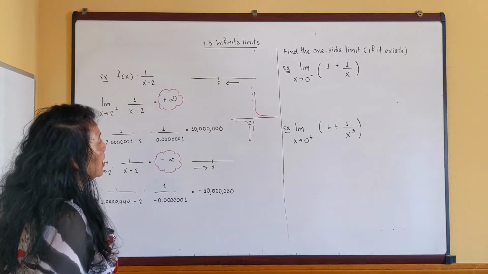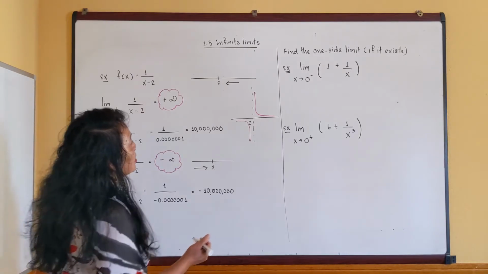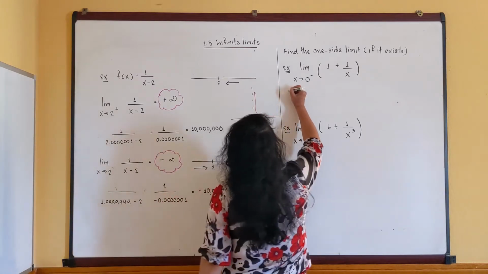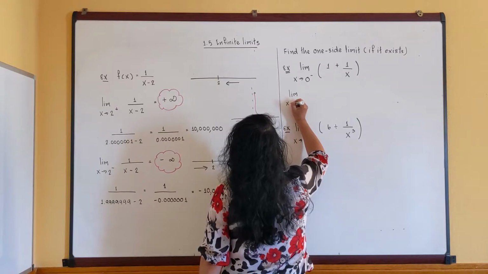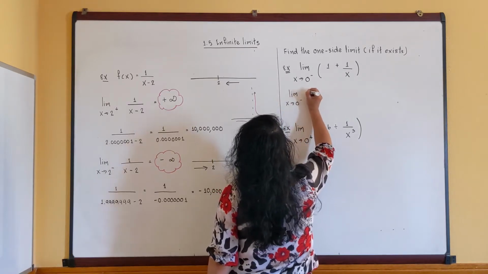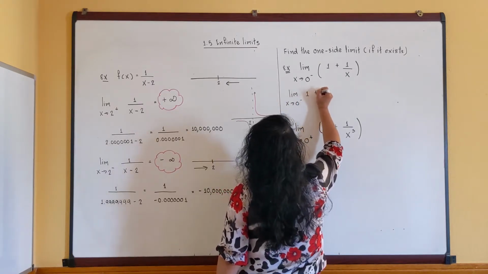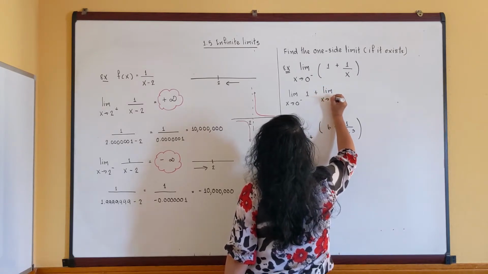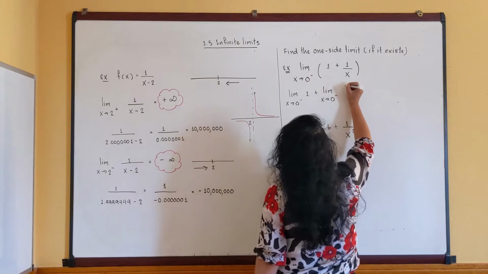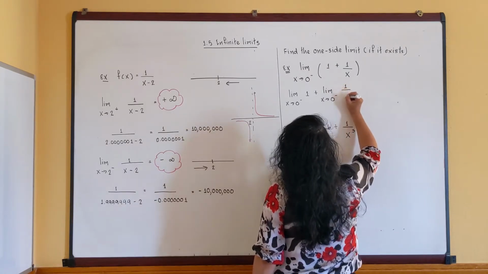Find the one-sided limit if it exists. So let me rewrite this. I'm going to write it as the limit as x approaches 0 from the left of 1, plus the limit as x approaches 0 from the left of 1 over x.